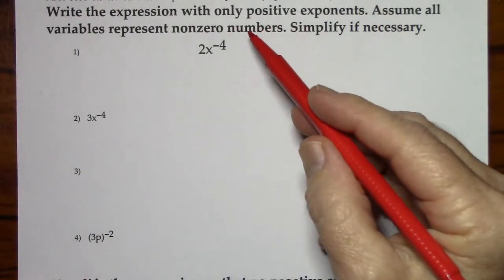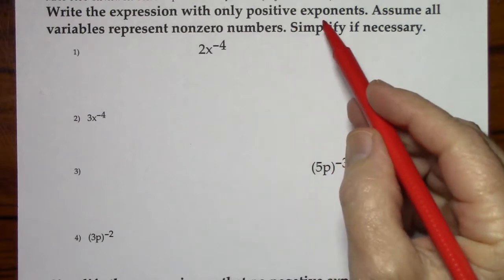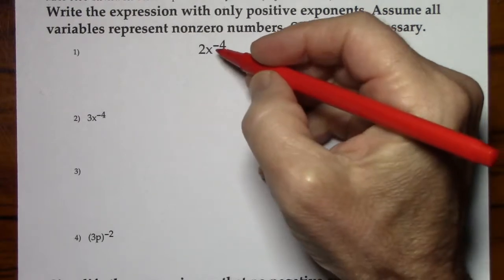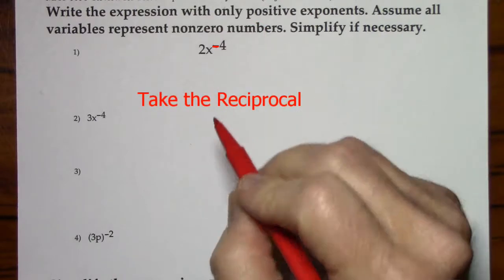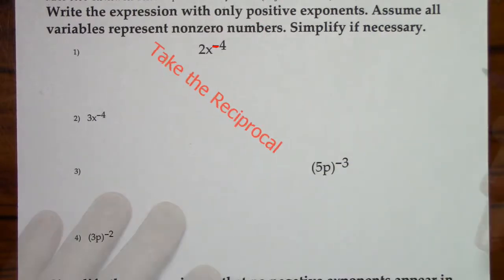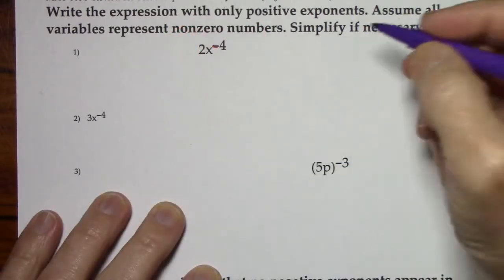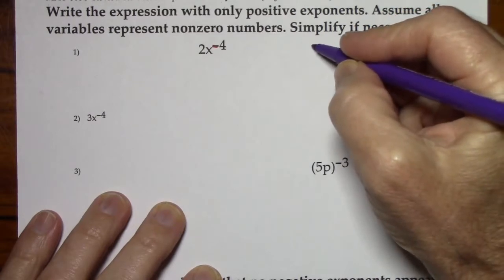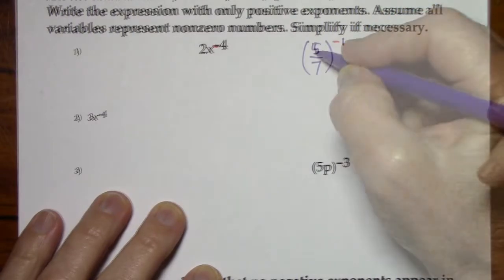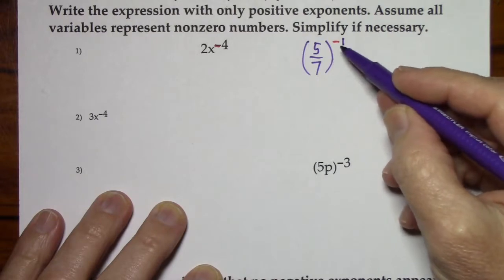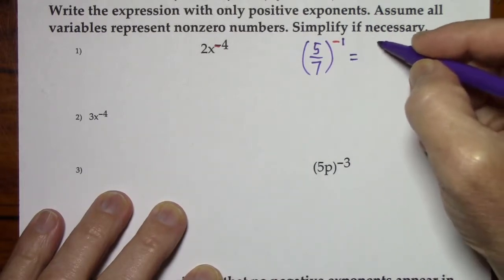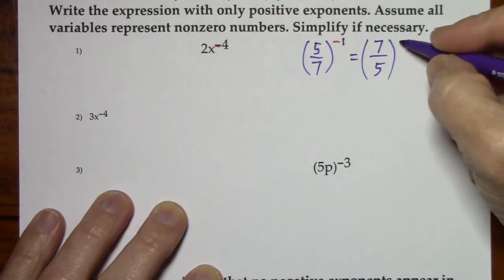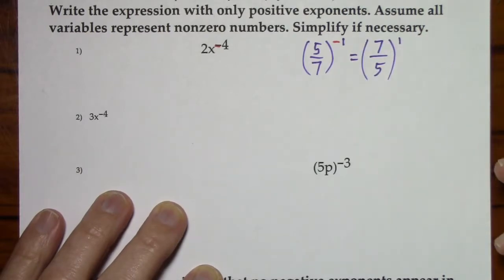We're asked to write the expression with only positive exponents. This negative means take the reciprocal of whatever I'm attached to. It's a little easier to see the reciprocal if you have a fraction, say, in this case, 5/7 to the negative 1. The reciprocal would be 7/5 to the positive 1.